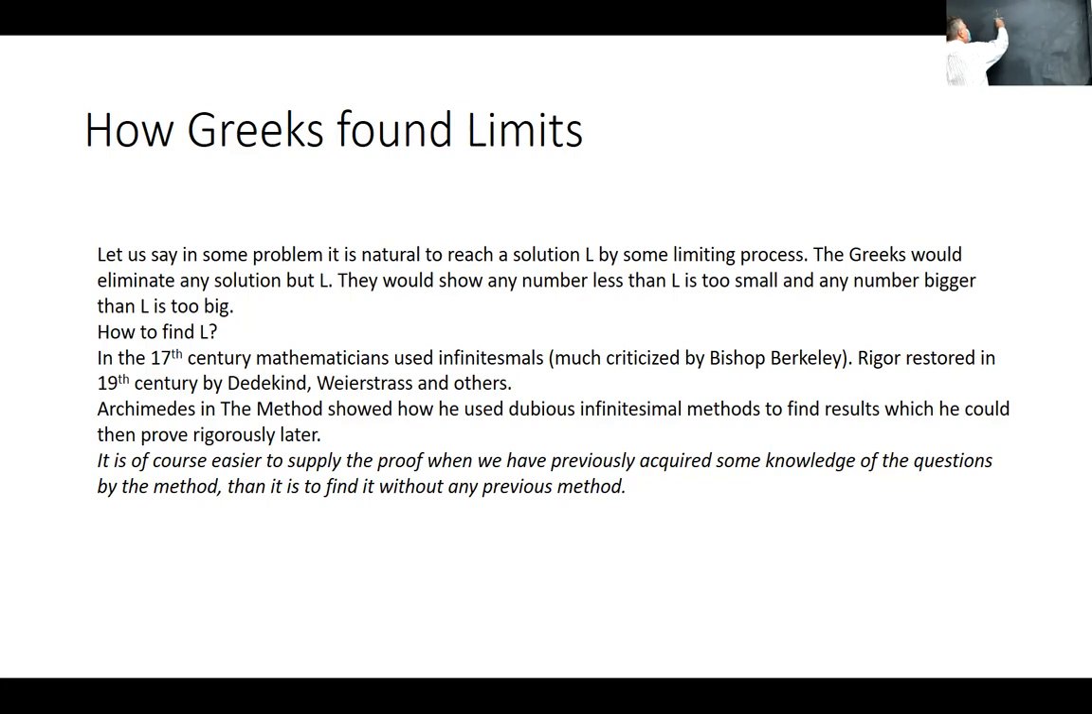1 over n goes to 0. We're all comfortable with that. So we can think of the limit of this as going to 0. What the Greeks would argue instead, they wouldn't like this because you're doing something infinite. So they would do something finite. For example, first they would say, well, maybe 1 over n goes to something positive.